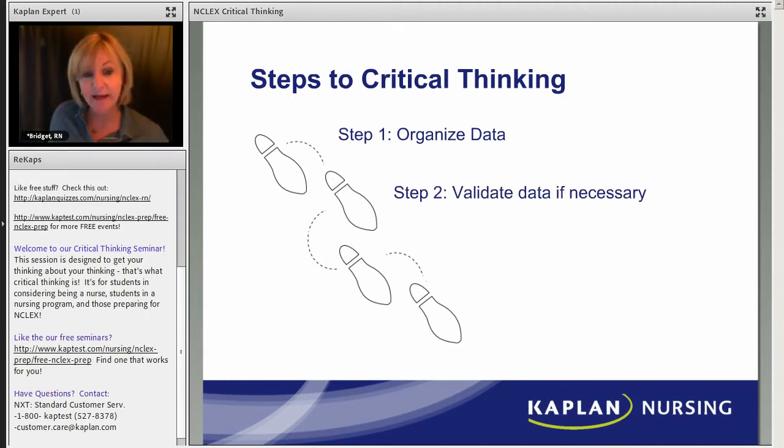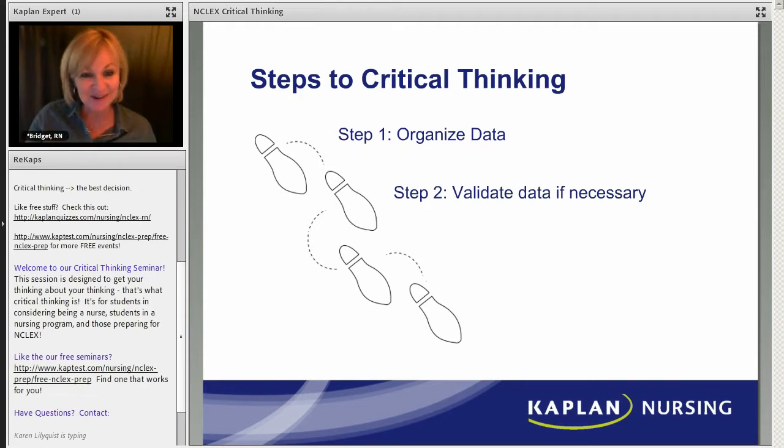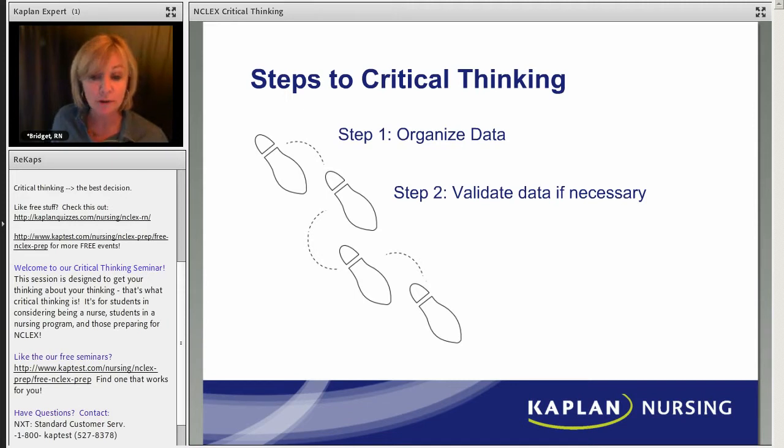Step two is to validate the data if necessary. So in our patient, let's go back to the emergency room, our abdominal pain patient, you're saying, what's happening here? Is he having anxiety or is he having an MI? Step two is validate. If one of my options is check an EKG, that's not a bad idea because I want to see if he's doing okay in his cardiac status. That's what validate is. Kind of helps you clear up your suspicions.